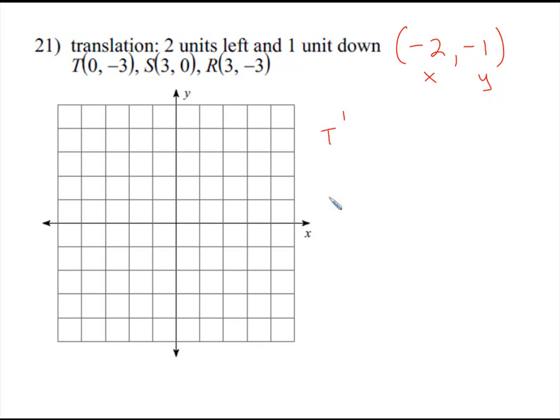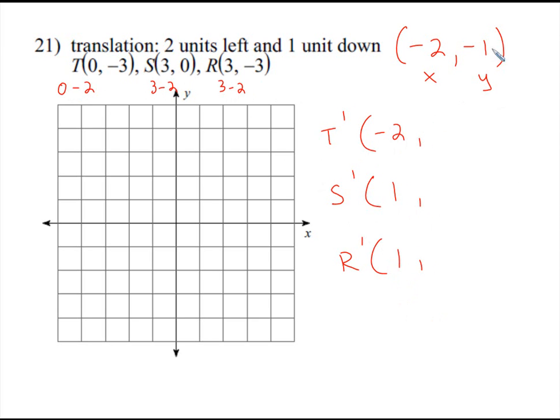So for our T prime, S prime, R prime, let's find the values. All the x's, we're going to subtract 2. So the x here, I'm going to have 0 minus 2. What's that going to give me? -2. This x over here, if I do 3 minus 2, that's going to give me 1. This x here, if I do 3 minus 2, I'm going to get 1.